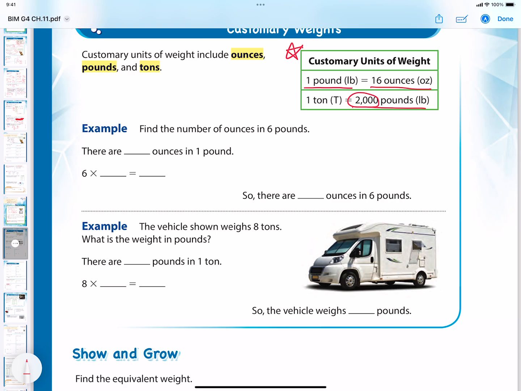Now, example, please memorize this one, okay? Example: find the number of ounces in 6 pounds. 1 pound is equivalent to how many ounces? 16, right? Remember that? And 6 times 16 is what? 6 times 6 is 36. Carry 3 up. And 6 times 1 is 6. 6 plus 3 is 9. So 96. So there are 96 ounces in 6 pounds.